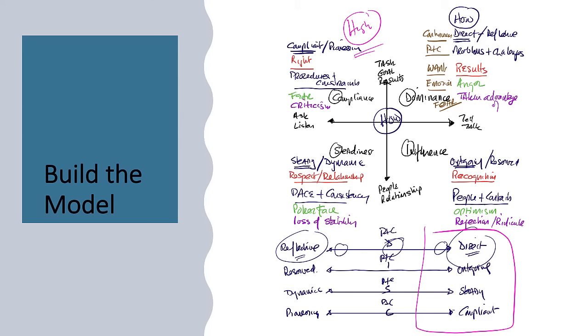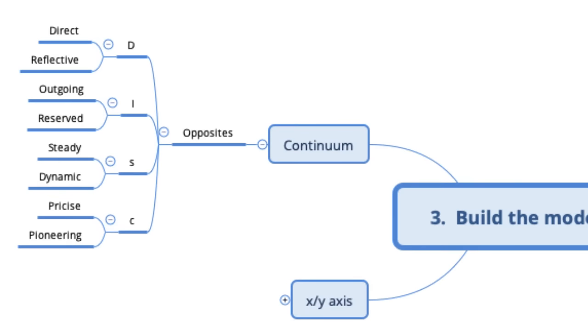When we've done that, we then move and we build the continuum. And in the continuum, we just simply draw a line down the middle of the page and 4 lines across. And we say for each of the D, I, S and C, problems and challenges, people and contacts, pace and consistency and procedures and constraints, we write those on each of the lines. Okay, there's 2 different approaches. We've already talked about the right hand side. We talked about the direct D. We talked about the outgoing I. We talked about the steady S, and we talked about the precise, compliant C.